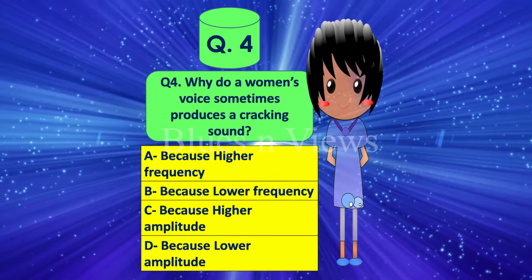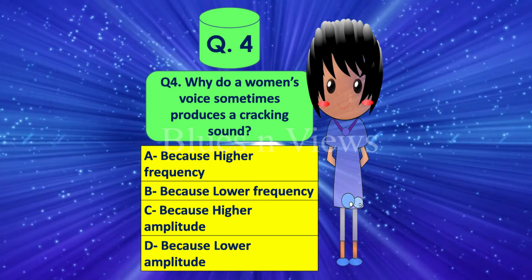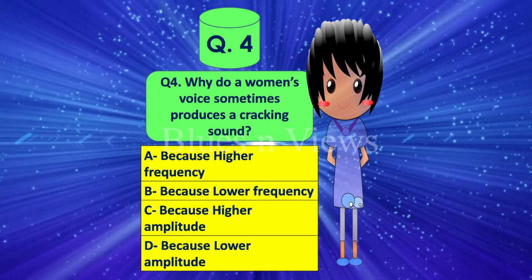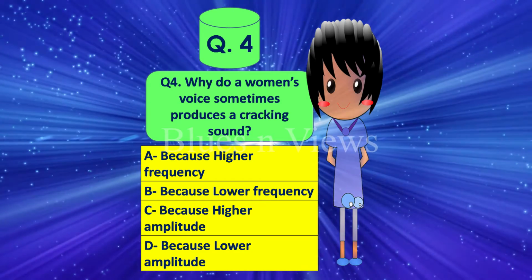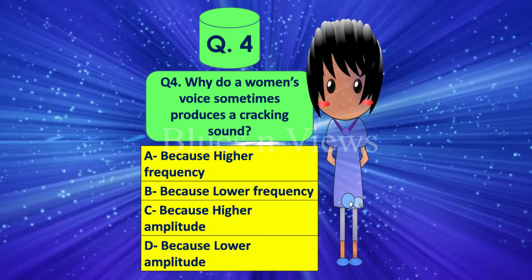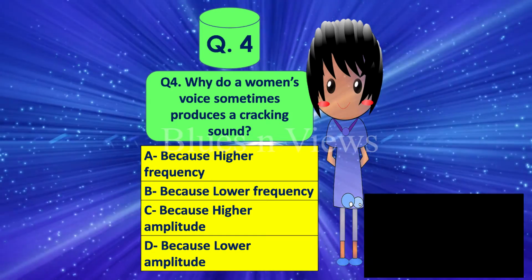Question 4. Why do women's voices sometimes produce a cracking sound? Options are: A. Because higher frequency, B. Because lower frequency, C. Because higher amplitude, D. Because lower amplitude.